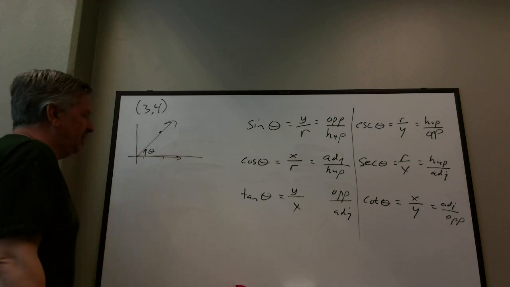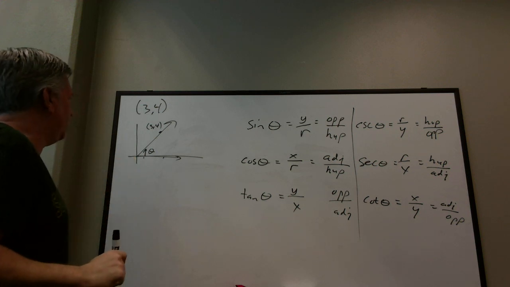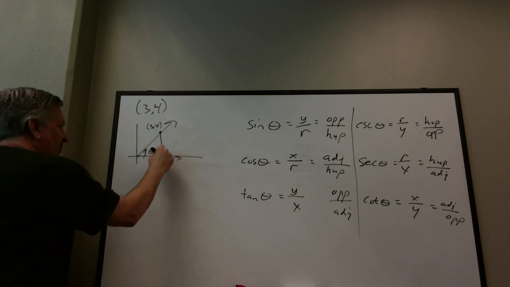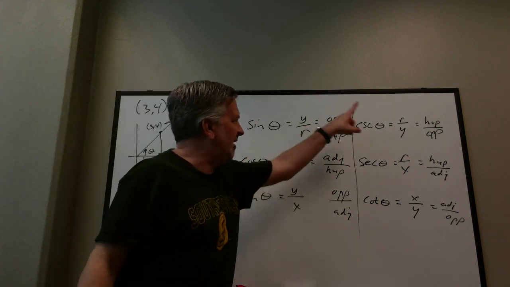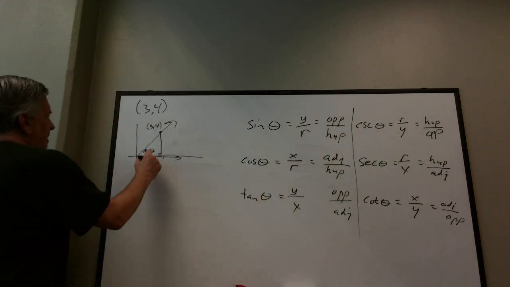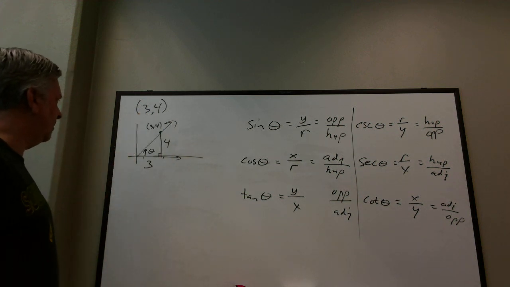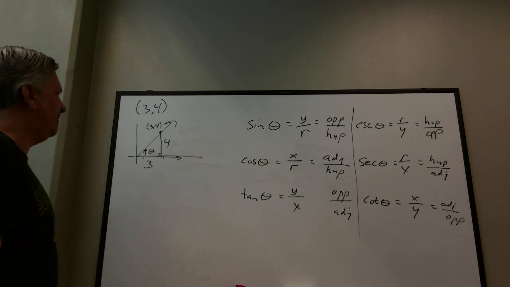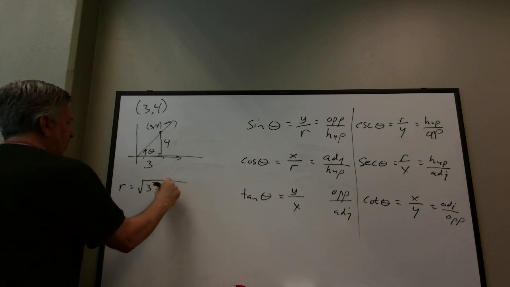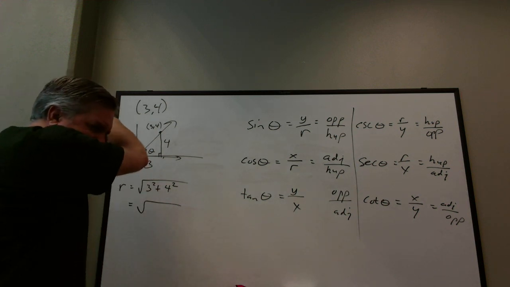Okay, now what's the procedure, right? So that's the point 3, 4. What did I do when I drew that last picture? I made a triangle by drawing what type of line? From the point, you draw a vertical line. The reason why I say vertical line is so the adjacent opposite stuff makes sense. If you draw it the other way, you're going to use the wrong sides. Okay, so I like to label my sides. So that's a 3 and that's a 4. All right, over 3 up 4, that's the point 3, 4. Well, we need to find r to find the trig function values. The formula is r is the square root of x squared plus y squared.